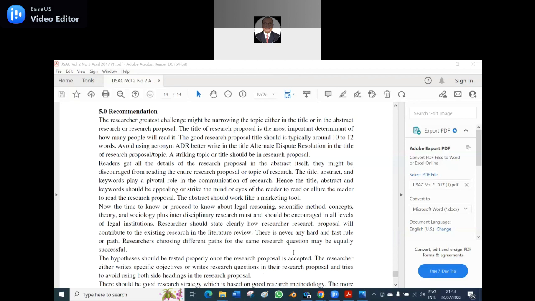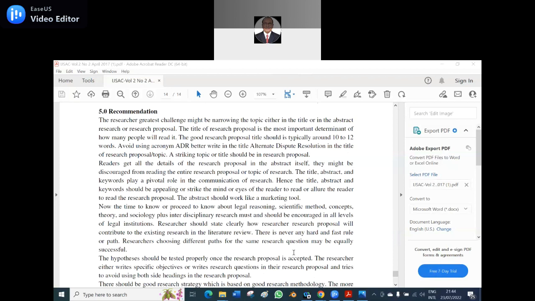Now it's time to proceed to know about legal reasoning, scientific method, concept, theory, sociology, plus other things. And the researcher should state clearly how the proposed research will contribute to the existing research in the literature review. How it will be a new idea in the existing literature review, because the angle that you are taking is entirely different from the angle which the other authors took.